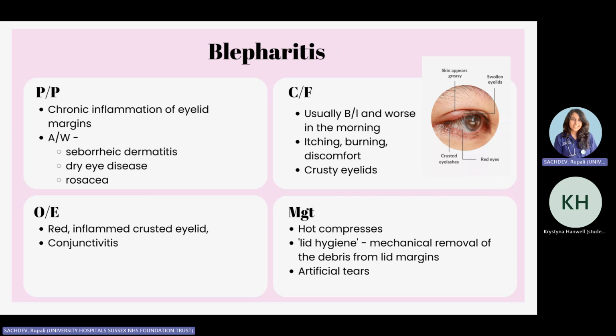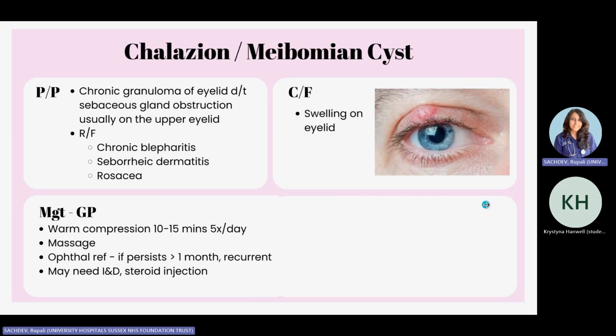In terms of management, it's hot compression. They have to keep their eyelids really clean. So if they've got crusting, they have to clean all of that. And if they've got dry eyes, we can give them artificial tears to help with the lubrication. Quite straightforward. Coming to the next one, this I personally find quite tricky because between chalazion and stye, it can get a bit confusing.